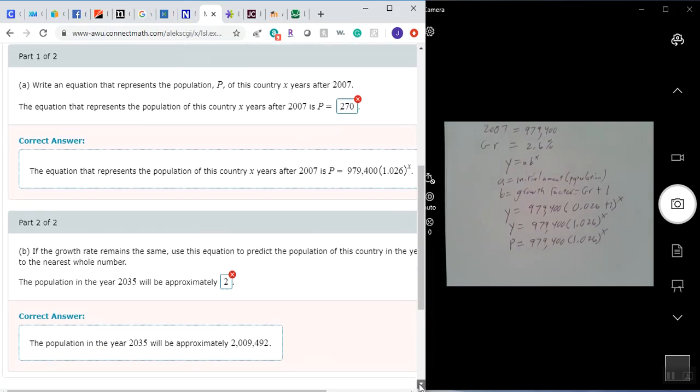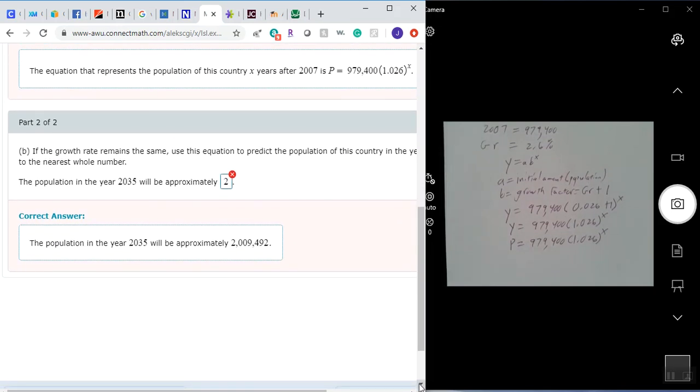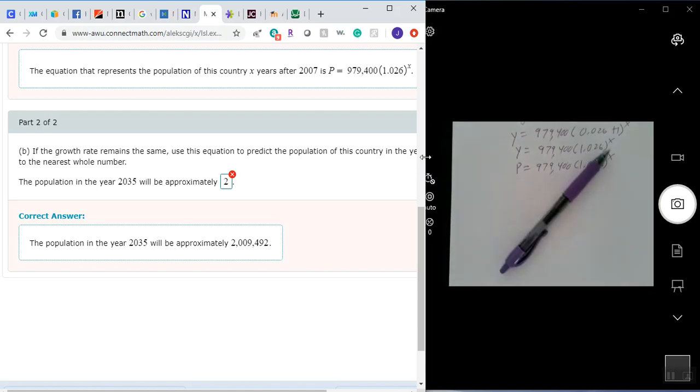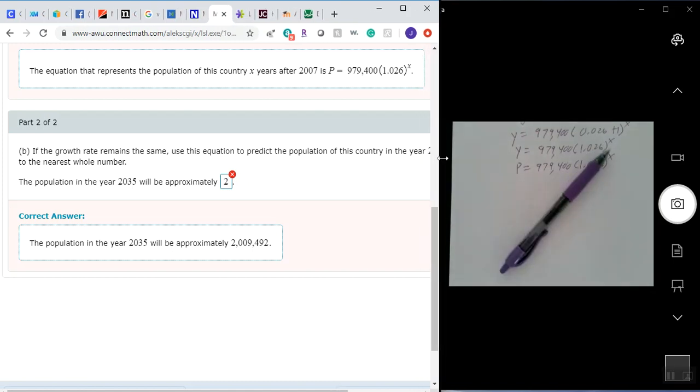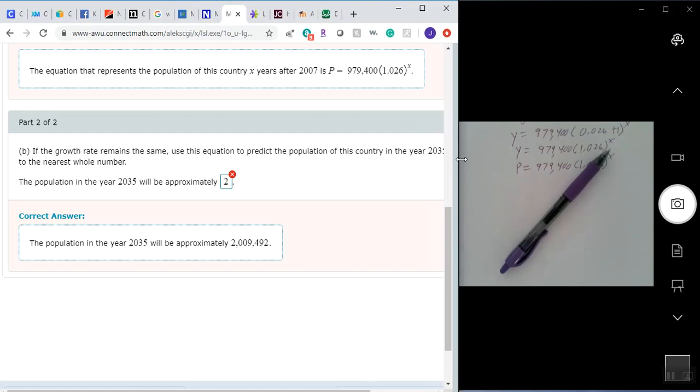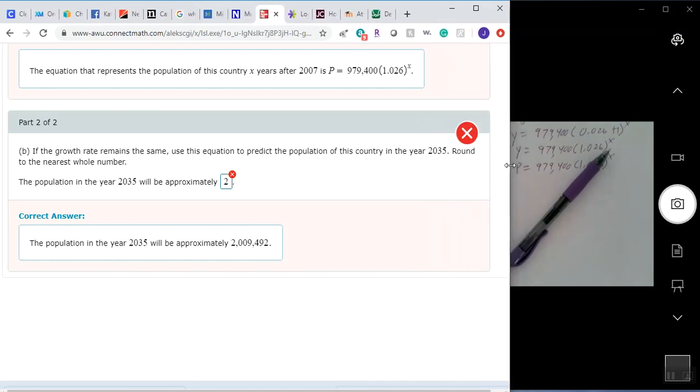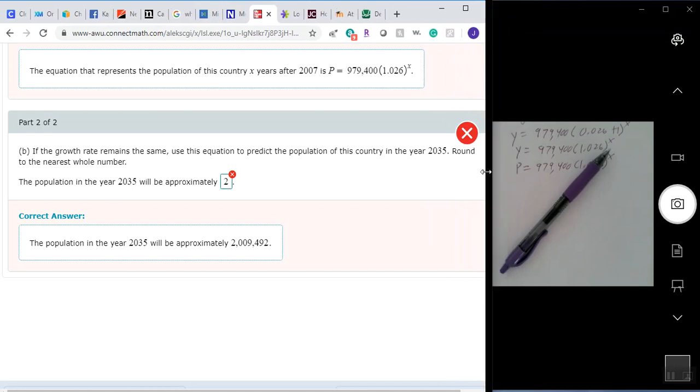Now we go here to part 2, which is B. It says if the growth rate remains the same, use the equation to predict the population of the country in the year 2035, it tells you to round to the nearest whole number. Okay, so it's the year 2035.